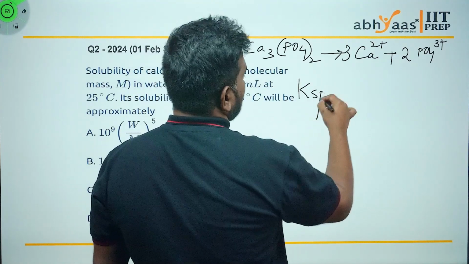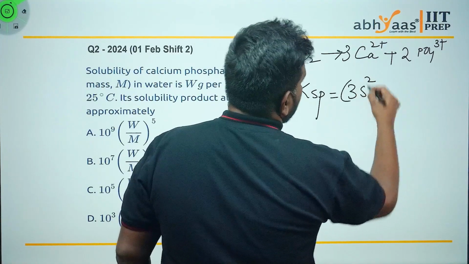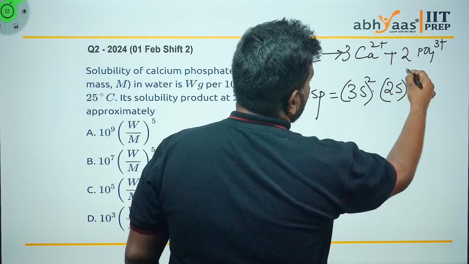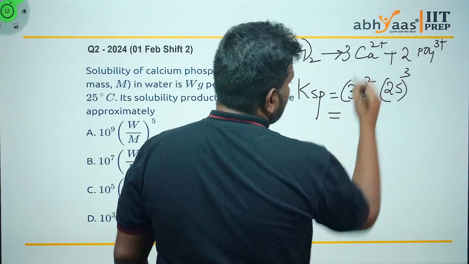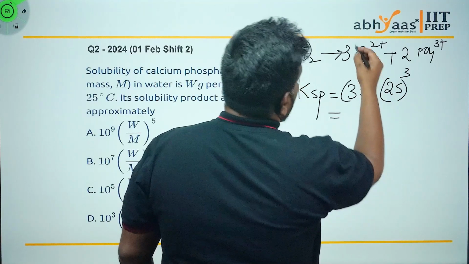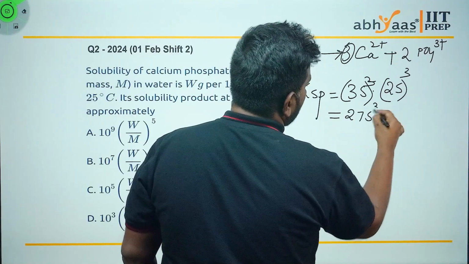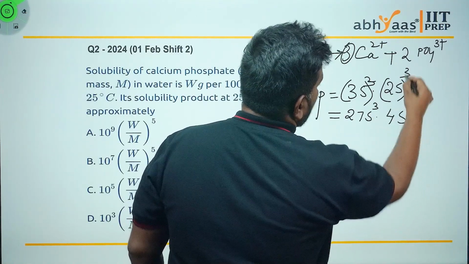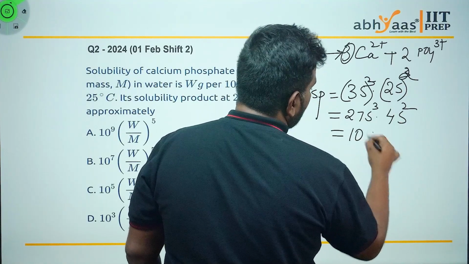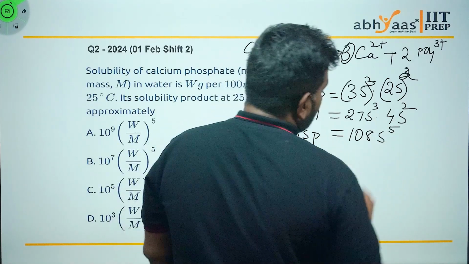Now I can write Ksp. What will be Ksp? Ksp is equal to (3S) the whole raised to 3 into (2S) the whole raised to 2. Now I can write (3S) cubed, as we have 3, it should be 27S cubed into 4S squared. So we will be getting 108S raised to 5. So Ksp is 108S raised to 5.